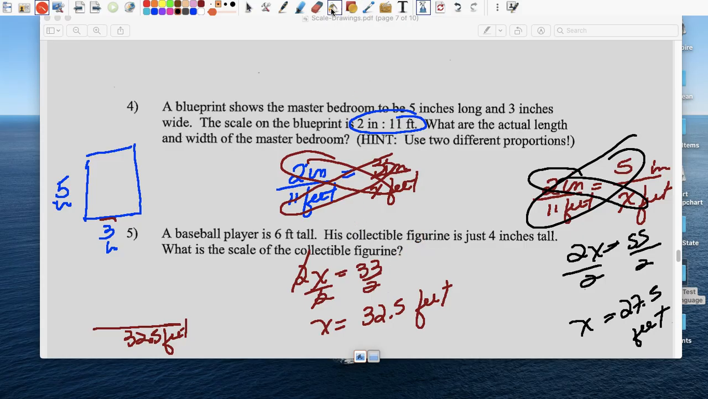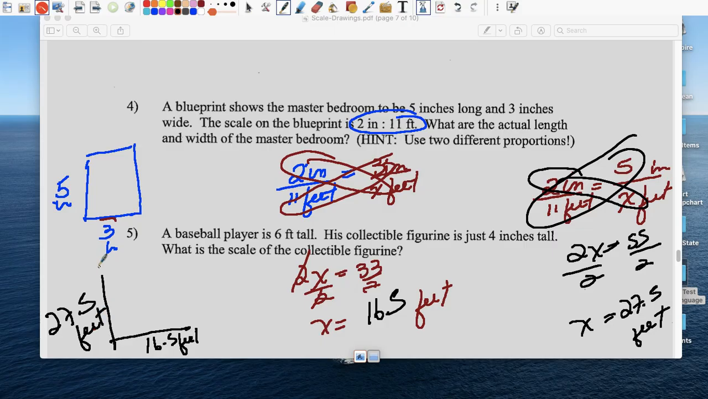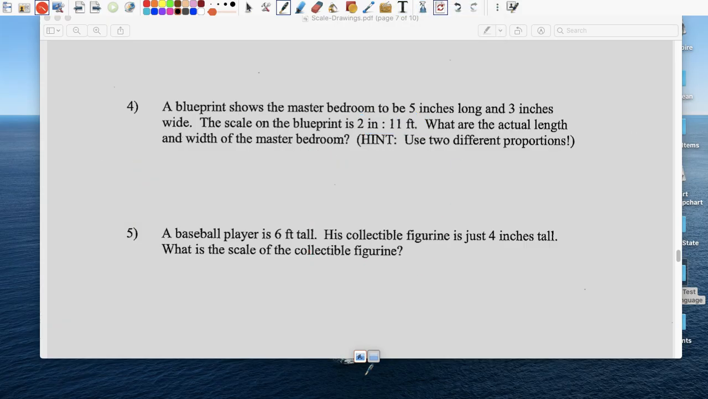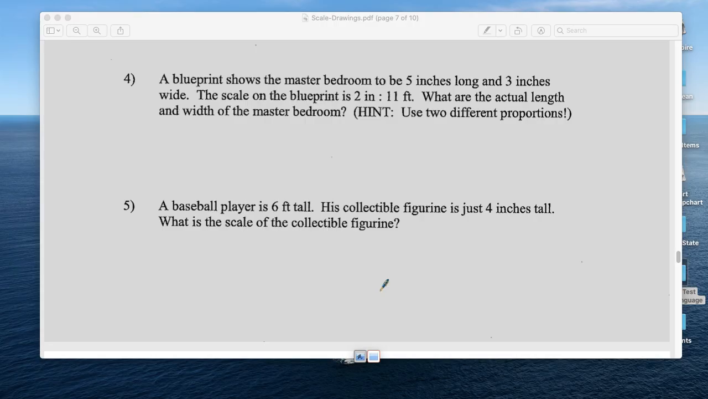Oops, sorry. I made a mistake here. That is not 32.5. It's 16.5. Apologies. All right, so the 3 inches represents 16.5 feet, and the 5 inches here represents 27.5 feet. Those would be the dimensions of the room in real life.